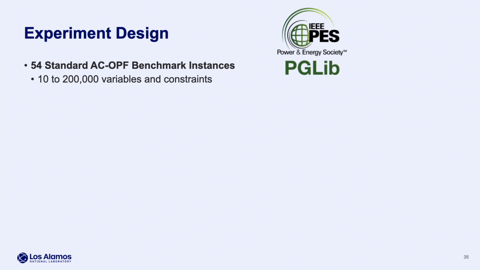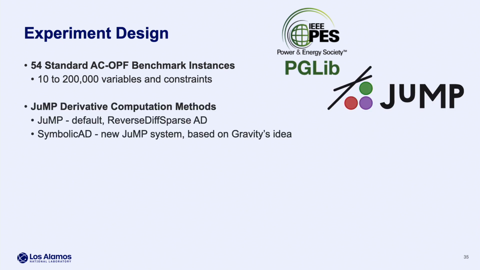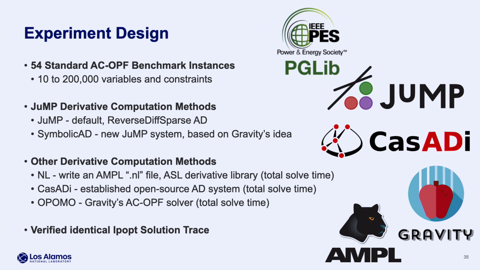They range from 3 to 30,000 buses, which turns into like 10 to 200,000 decision variables. For JuMP, we'll compare the default reverse sparse AD system to the new symbolic AD system. And for reference, we'll also include a couple other modeling layers. So we have AMPL, which has a format called NL, nonlinear optimization. We'll use that as a reference AMPL solution for AD.